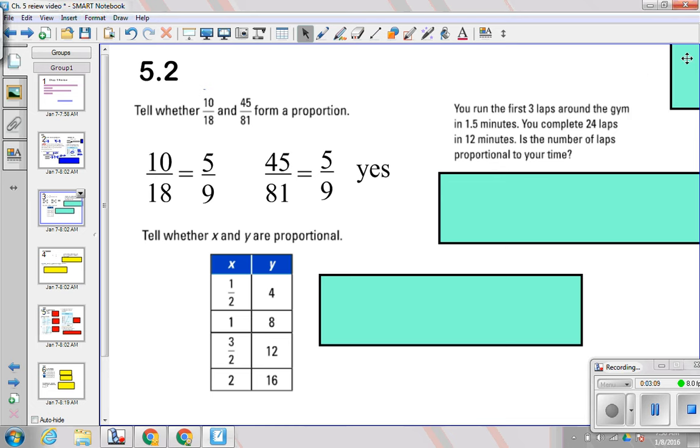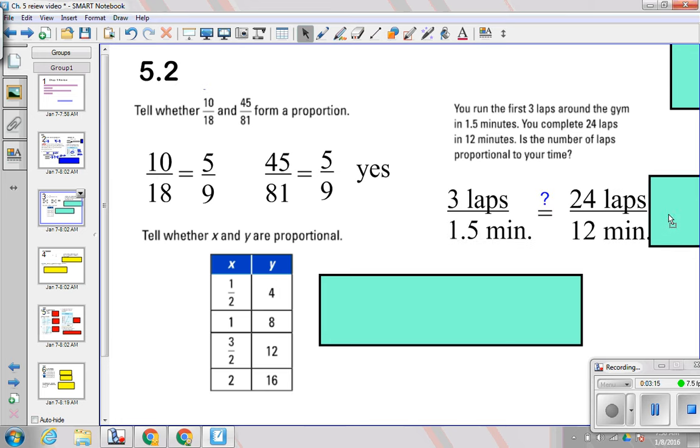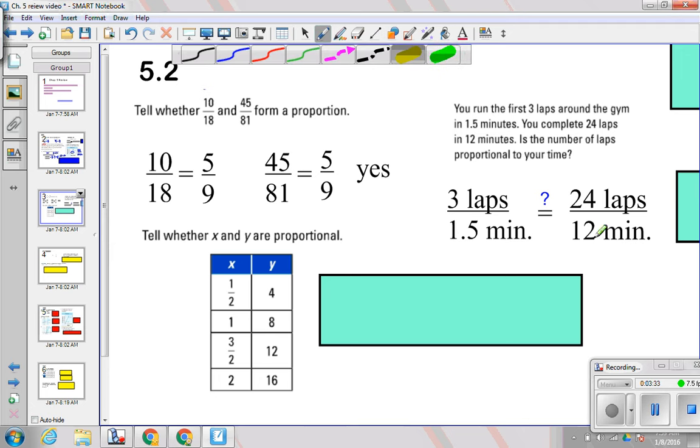Okay, so for the next one, we're comparing 3 laps in 1.5 minutes, and is that the same as 24 laps in 12 minutes? So we can use cross products to decide, and both of our cross products are 36. 12 times 3, and 15 times 24. Both are the same product, or we could have turned them into unit rates to see that they are the same unit rate. So either way you do it, the answer is yes.